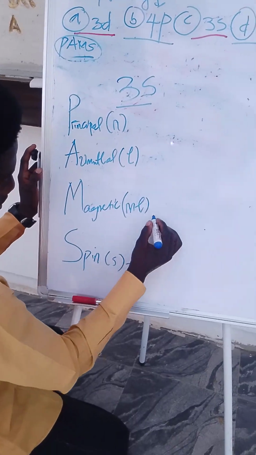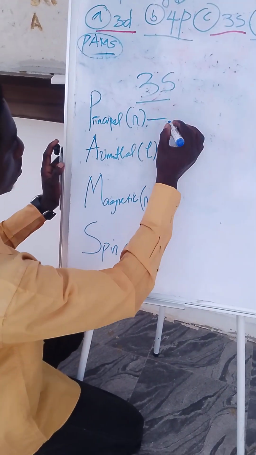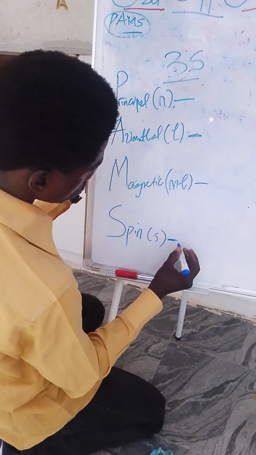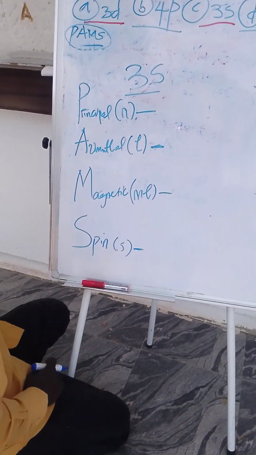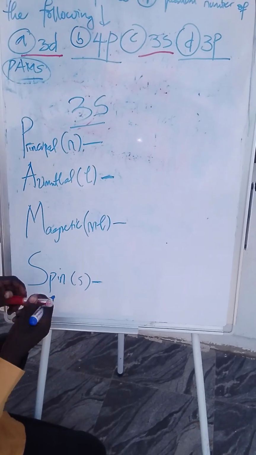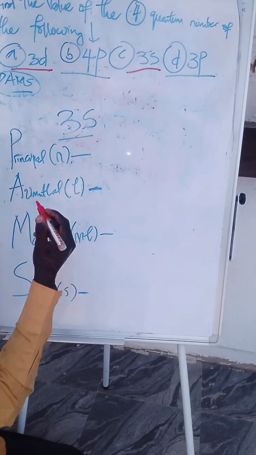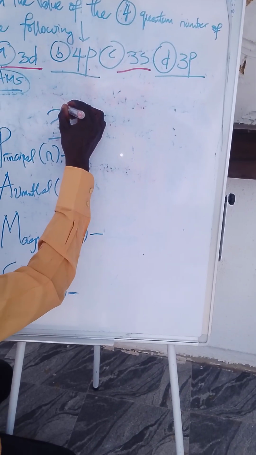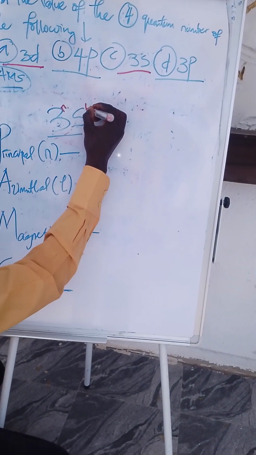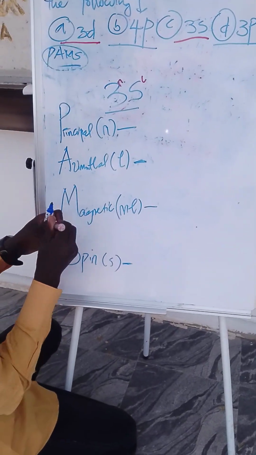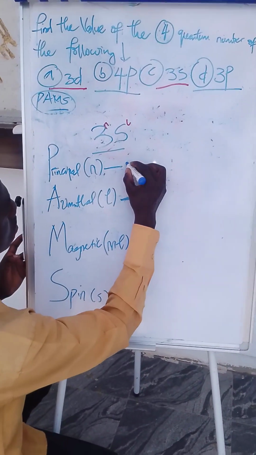I don't need to explain. If you don't understand this yet, go and stay with that video, replay and replay again. I told you that for any question they give to you, look at it. This one will give you your principal, while this one will give you your azimuthal. So what's your principal here? Your principal is 3.